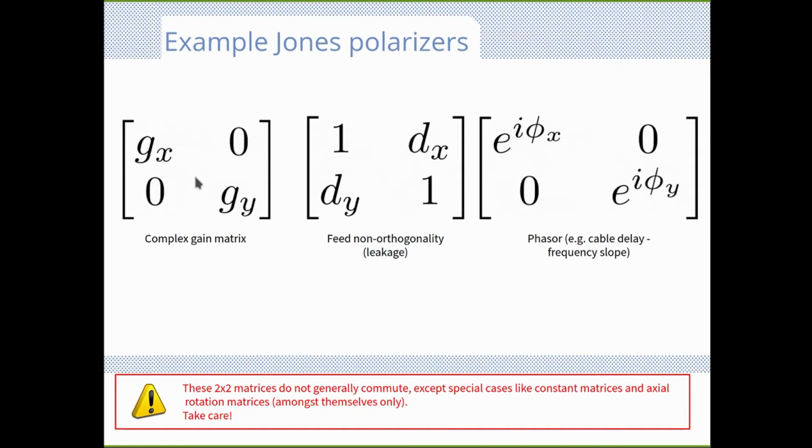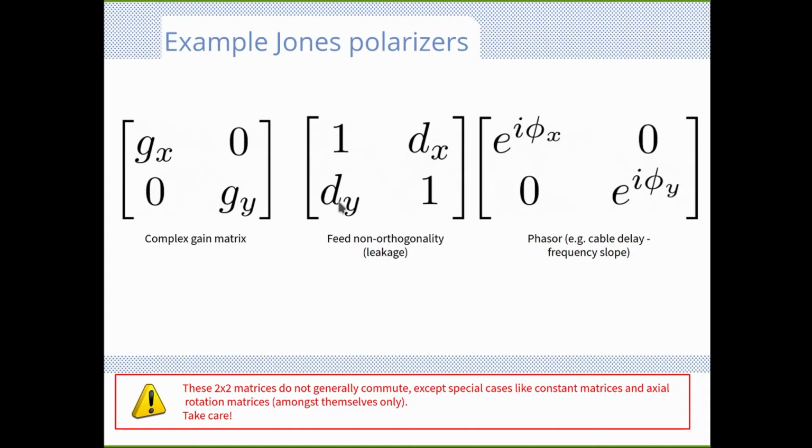We can also describe time variable effects. So if the system has an amplitude drift over time, it's not temperature stabilized, then it will also be a gain matrix, right? Then we can have, if we assume that the feeds are not perfectly horizontal and vertical, so they have some non-orthogonality to them, one of the feeds measuring some power that should only have been measured by the other feed. Then we say there is some leakage between them. And we indicate this by a leakage matrix such as this, which is one on the diagonal, and this dx and dy on the off-diagonal. Some also put a minus before the d of y here. It really doesn't matter, that will just be absorbed into the term.